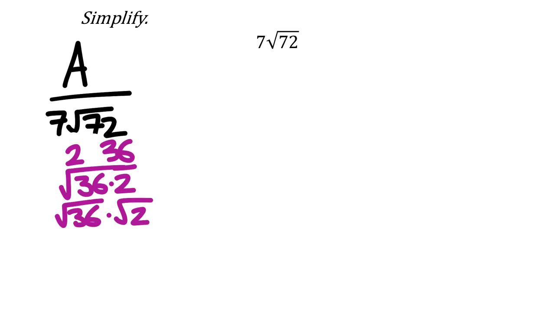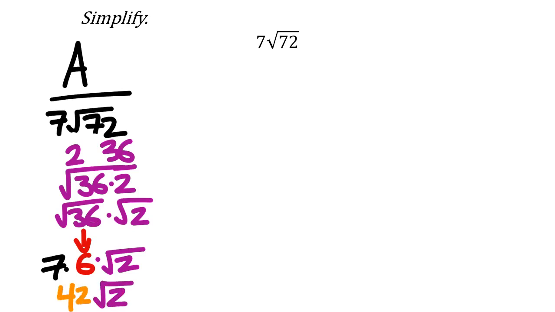Now, 36 is a perfect square. It's 6, right? 2 is not a perfect square, so I keep it as a square root. But this is where I need to reconsider the 7. It's being multiplied by the square root of 72. So where I found that the square root of 36 is that red 6, I need to multiply it by the 7. So 7 times 6 is 42. And then I just keep the square root of 2. So this would be the answer for the simplified form of 7 times the square root of 72.